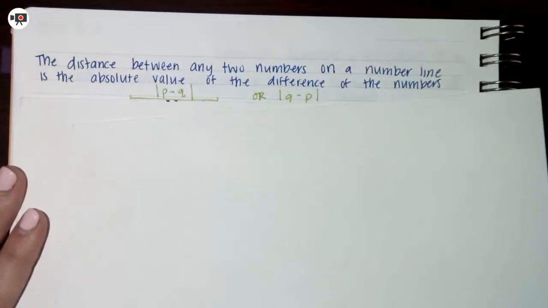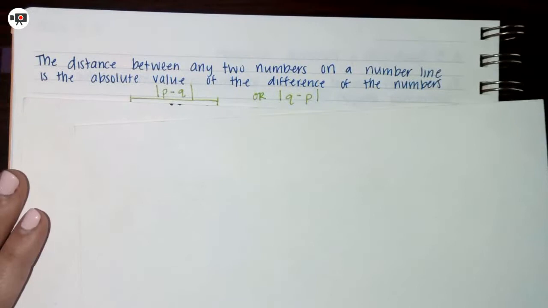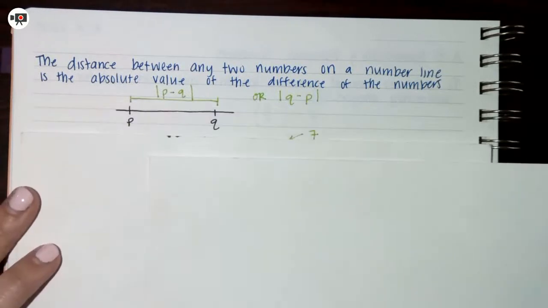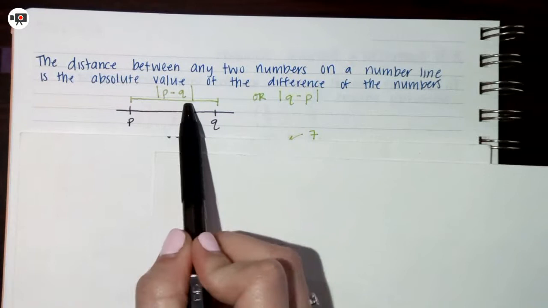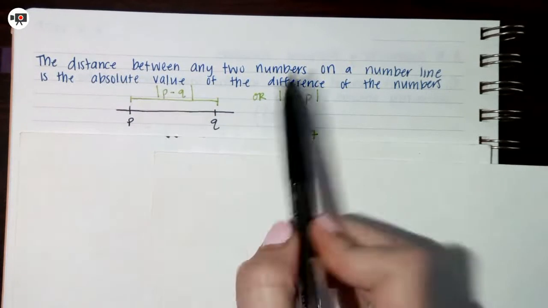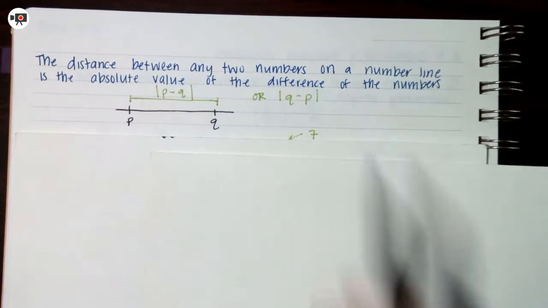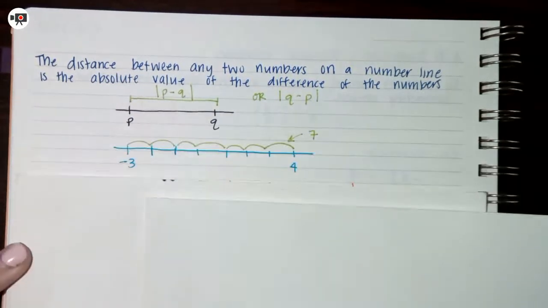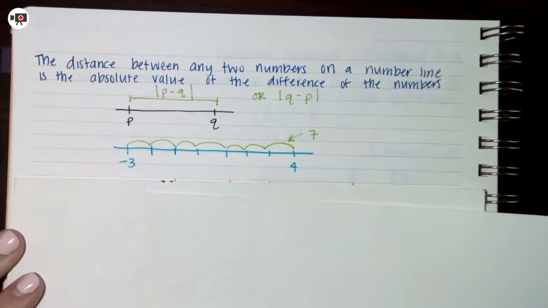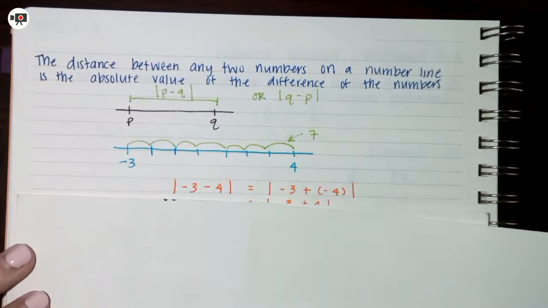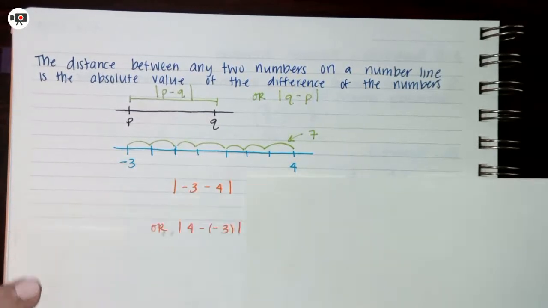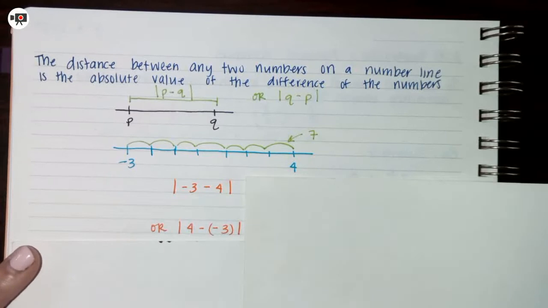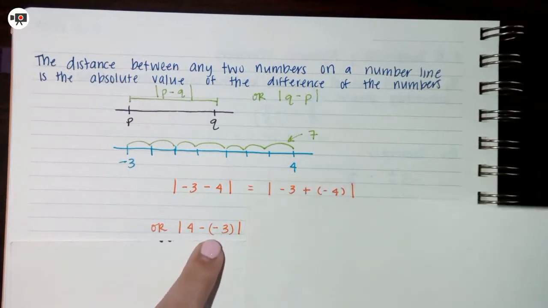The distance between any two numbers on a number line is the absolute value of the difference of the numbers. So I would find the absolute value of p minus q, or I could do the absolute value of q minus p. So if I try that with numbers, the distance between negative 3 and 4 is going to be the absolute value of negative 3 minus 4, or the absolute value of 4 minus negative 3.